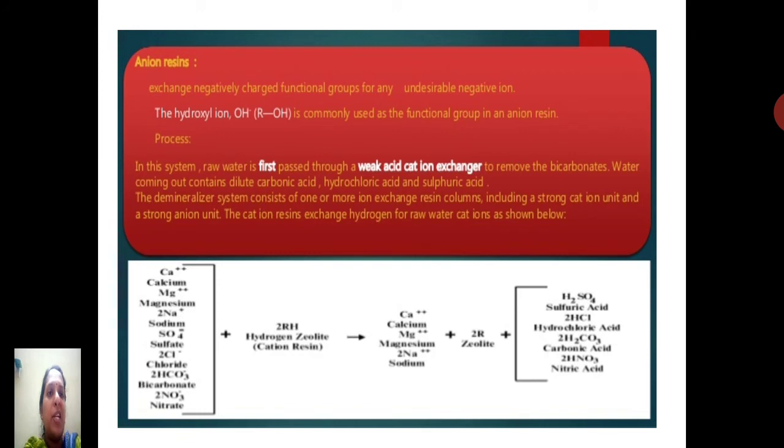This is the reaction that takes place here. The calcium, magnesium and sodium sulfate, chloride and so on present in the water react with the hydrogen zeolite and form calcium, magnesium as well as sodium along with the zeolite, and along with that it will form sulfuric acid, hydrochloric acid, carbonic acid and nitric acid in a cation bed.